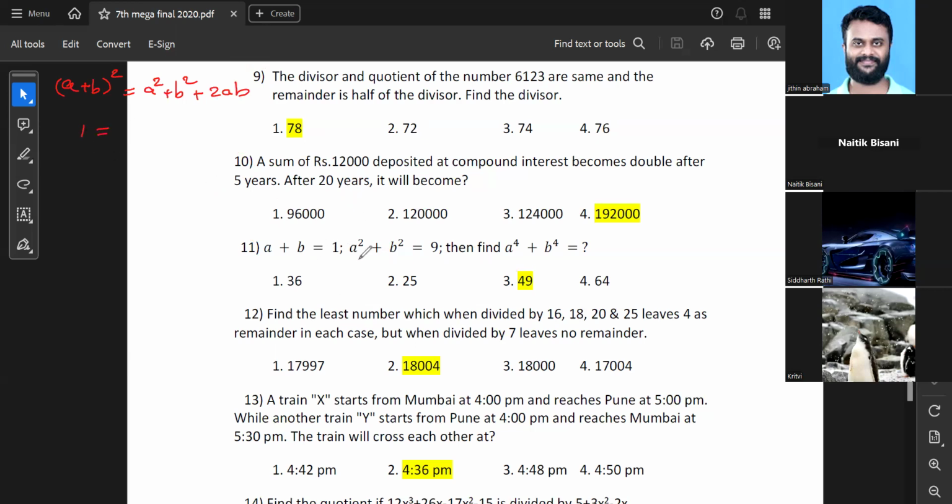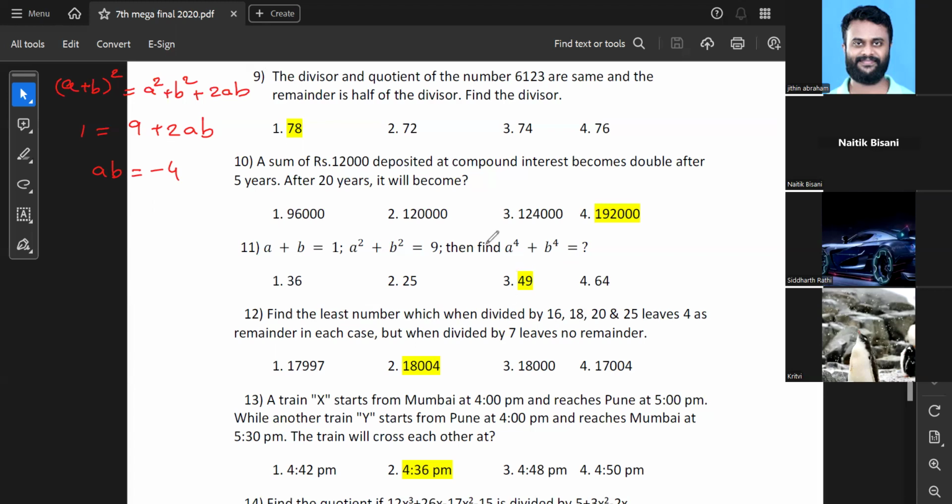1 square is 1 only. So in place of a square plus b square, I'll substitute 9, plus 2ab. That gives me ab is equal to minus 4. In short, ab is equal to minus 4, because this gives you minus 8 divided by 2, which is minus 4.